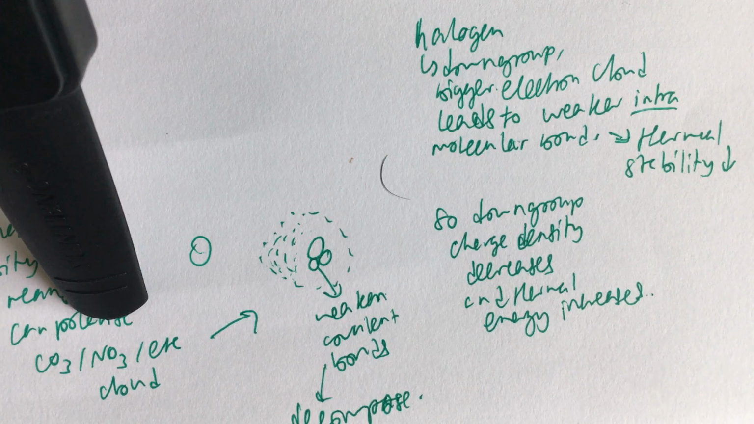So yeah, that's the main point. The electron cloud is bigger and the overlap in electrons is smaller, and therefore the bond doesn't attract as strongly. The bond energy isn't that strong. And because the bond energy decreases down the group, they're also less thermally stable down the group. So yeah, that's pretty much it.